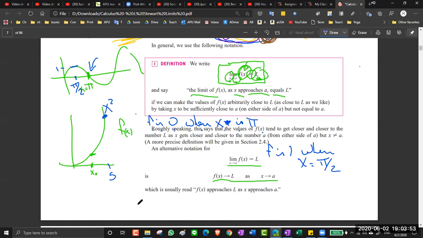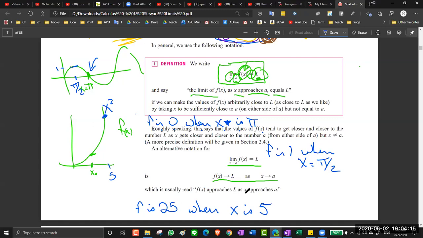Somebody else, some other voice. F is 25 when x is 5.